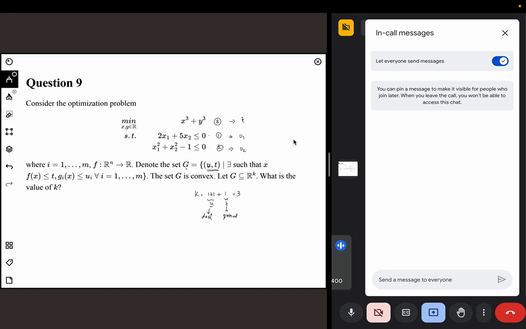If you have equality and inequality constraints, you have M inequalities and say P equality constraints, then K will be equal to M plus P plus my objective variable. This will be M plus P plus 1. In this case, M is equal to 2 and P equals 0. So we have 2 plus 1 equals 3.